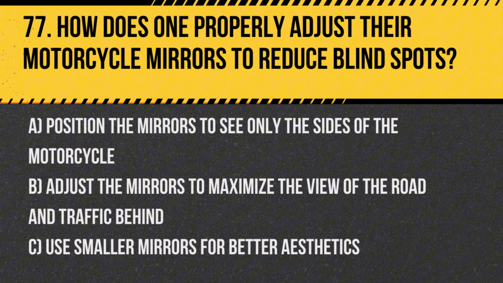Question 77. How does one properly adjust their motorcycle mirrors to reduce blind spots? A. Position the mirrors to see only the sides of the motorcycle. B. Adjust the mirrors to maximize the view of the road and traffic behind. C. Use smaller mirrors for better aesthetics. Answer: B. Adjust the mirrors to maximize the view of the road and traffic behind. Effective mirror adjustment enhances safety by reducing blind spots.